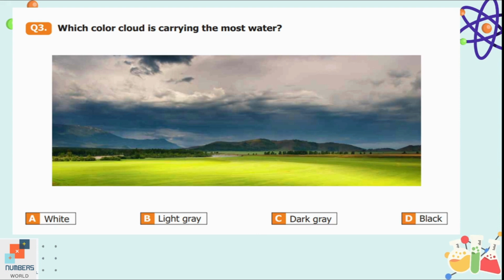So less light is reflected. The rain clouds appear dark gray or black. So here option D is the correct option. Black colored clouds carry the most water.